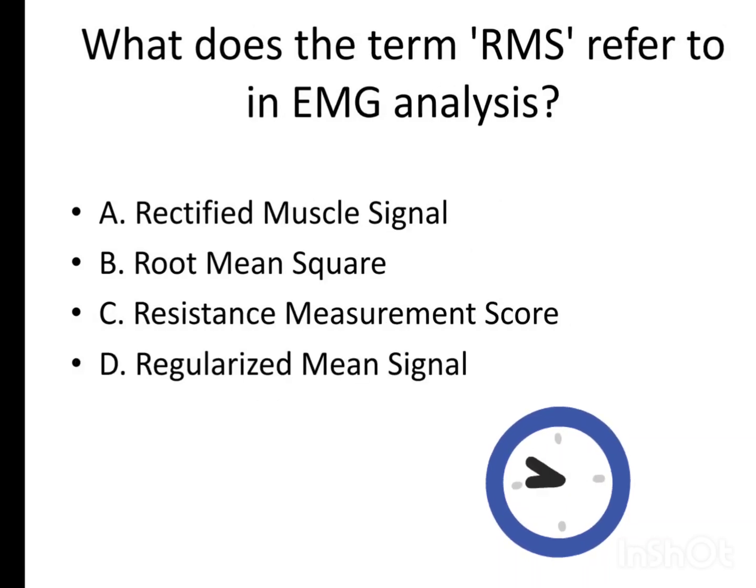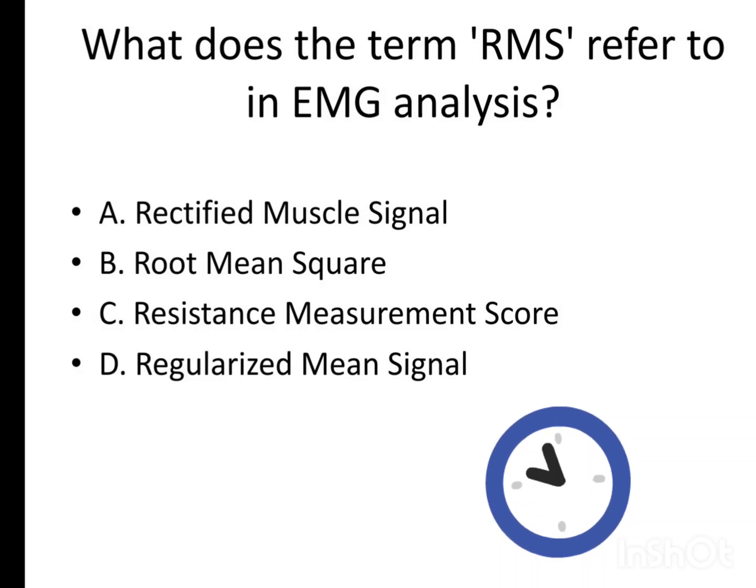What does the term RMS refer to in EMG signals? Rectified muscle signal means all negative values are converted into positive values. The options are root mean squared, resistance muscle score, regularized mean signal, and rectified muscle signal. Resistance muscle score is not the abbreviation. RMS is abbreviated from root mean square. By root mean square, we measure the overall muscle activity related to the brain signals, related to the nervous system.